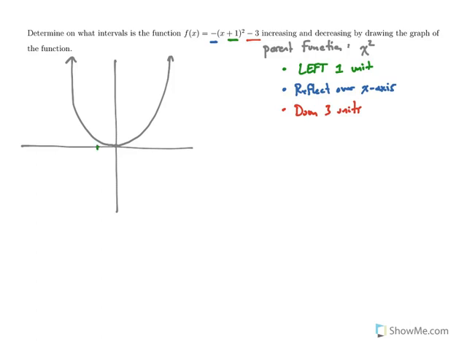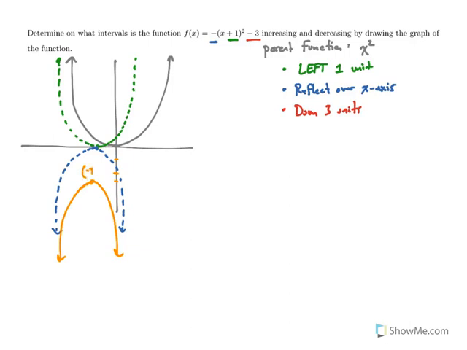If we move to the left 1, we're going to reflect over the x-axis. And then we're going to move down 3 units. And there's a picture of our parabola there. Note that this point right here is (-1, -3), that vertex, and there's our function.